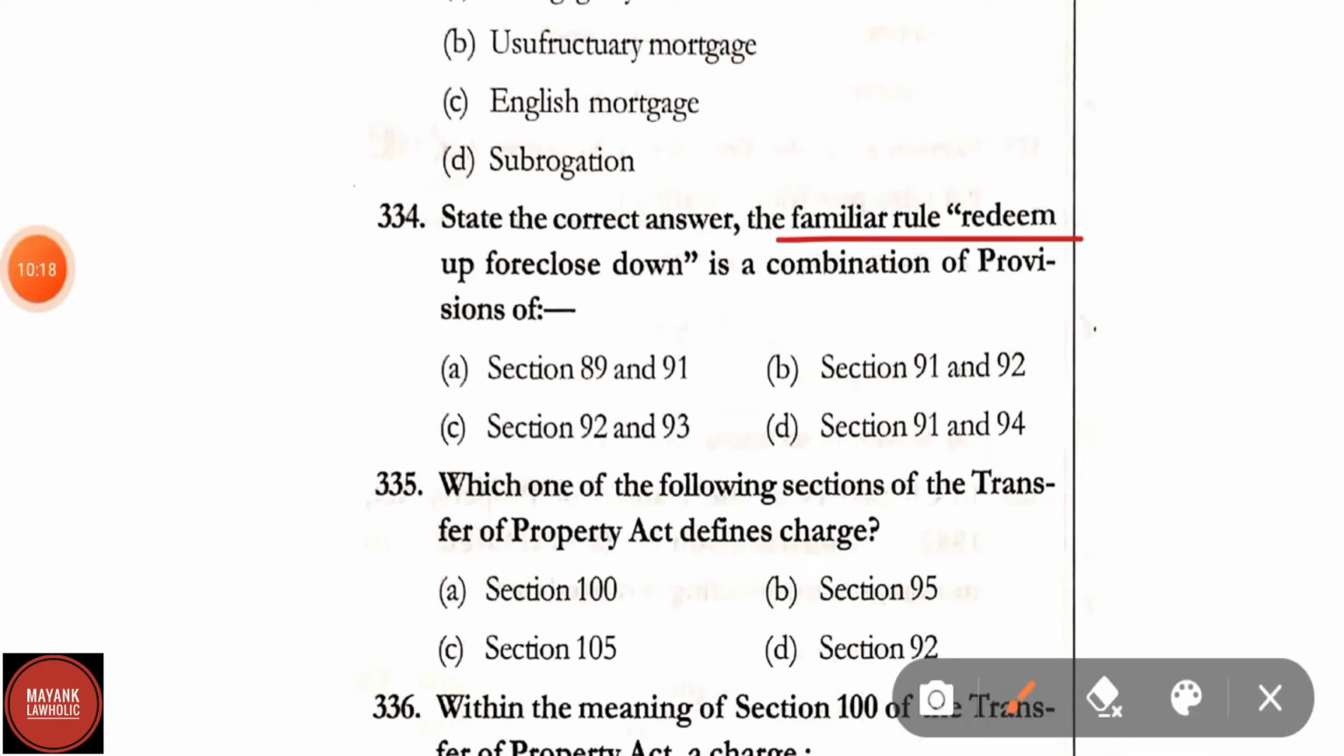The familiar rule, redeem a foreclosure down, is a combination of provisions of option A, sections 89 and 91, option B, sections 91 and 92, option C, sections 92 and 93, and option D, sections 91 and 94. Here the correct answer is option D, that is sections 91 and 94.